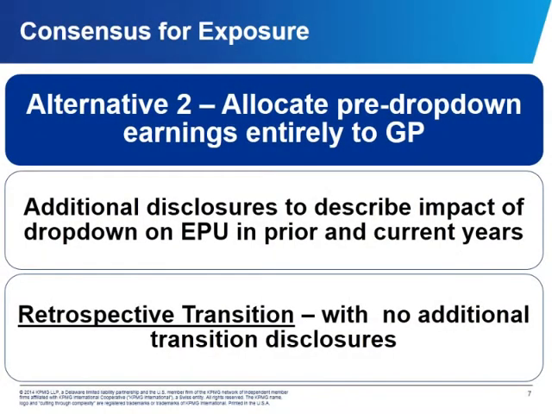A couple other things. They decided on a brief additional disclosure to describe the impact of the drop-down on EPU in the prior and current year. And then the other thing they decided was that retrospective transition would be most appropriate. In terms of timing and next steps, the FASB will need to approve this EITF consensus, and then an exposure draft will be issued with a request for comments.